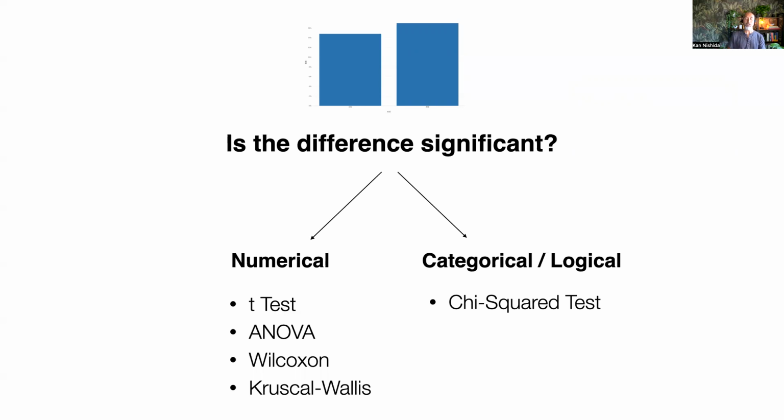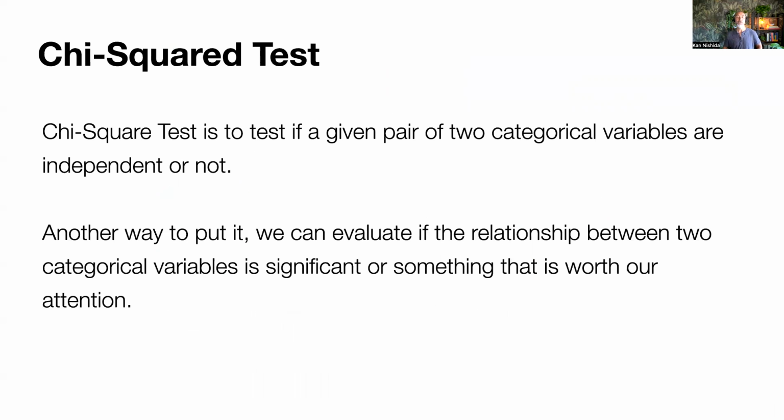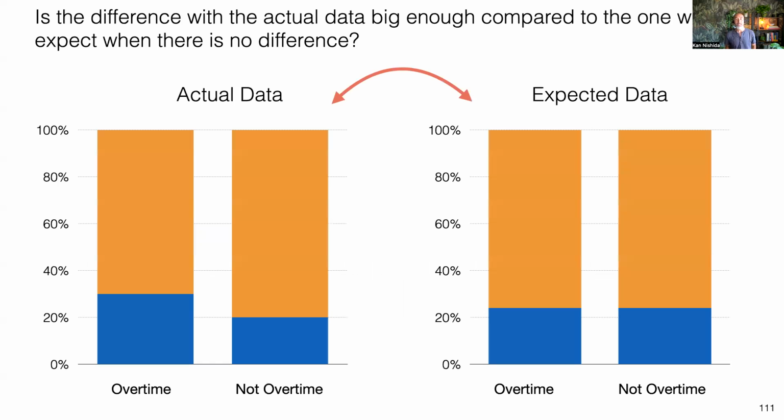So in that case, we use a chi-square test. We use the example of attrition over time. We wanted to test if there's a relationship between these two. The chi-square test tests whether a given pair of two categorical variables are independent or not, related or not. The left-hand side is what we see in the data, but the expected data has that same ratio. So we wanted to evaluate how much the difference we see diverts from the expected data.